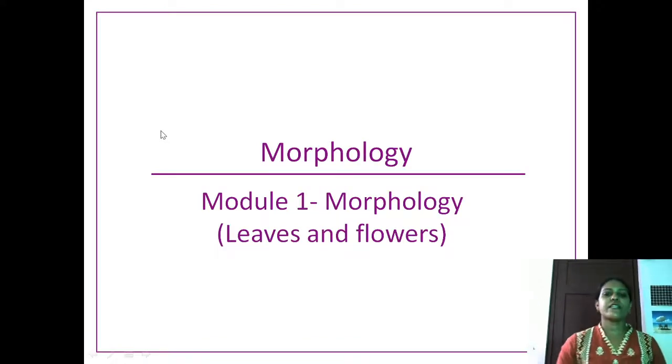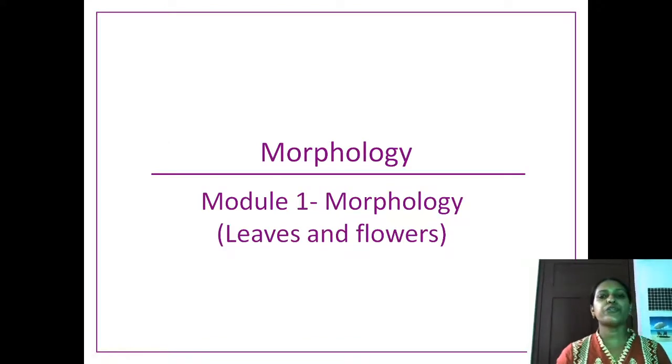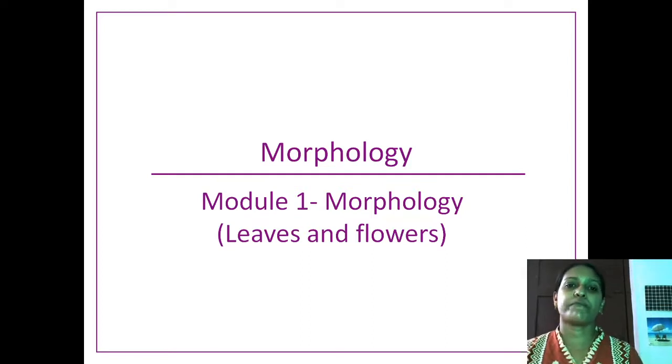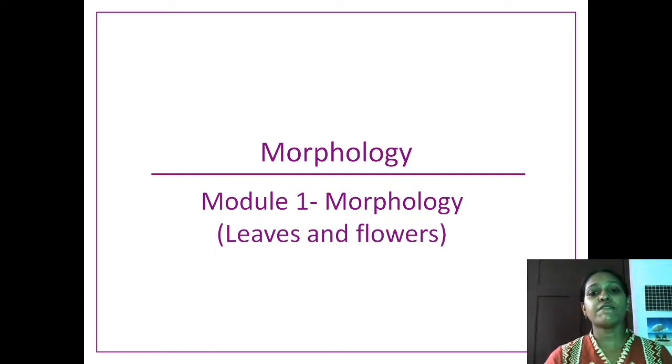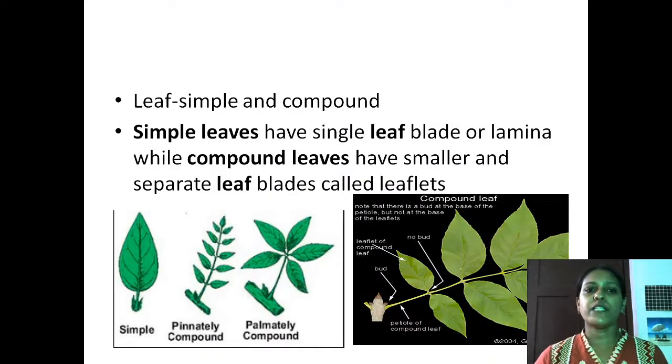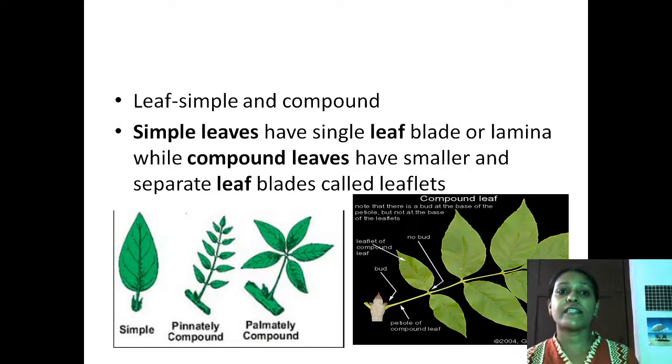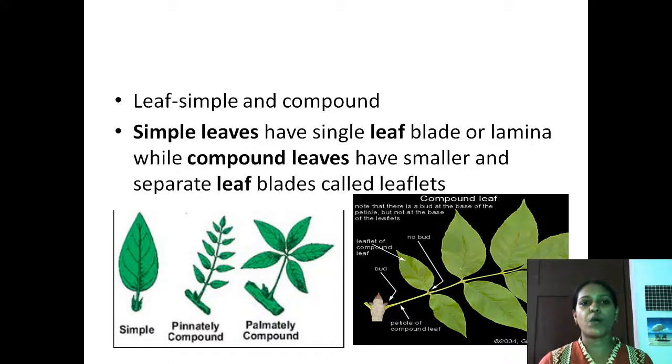Good morning, students. So today we are going to deal with morphology, morphology of both leaves and flowers. Okay, so what is a leaf? It can be categorized into simple and compound. Simple leaves have a single leaf blade or lamina, while compound leaves have small and separate leaf blades called leaflets.